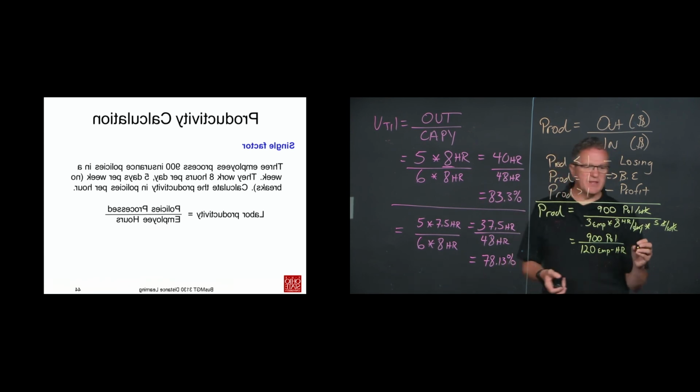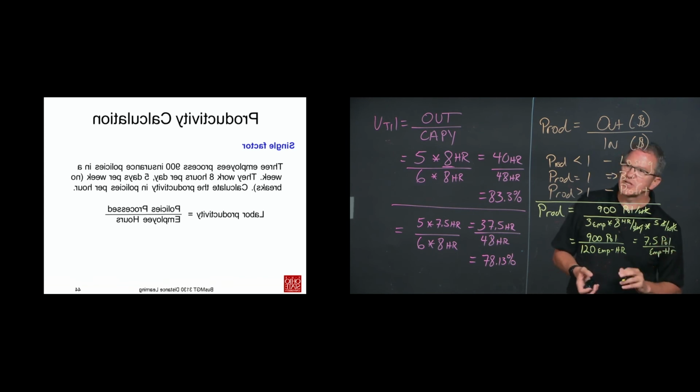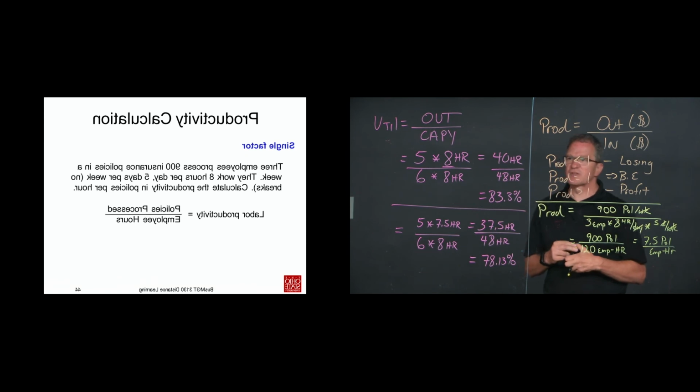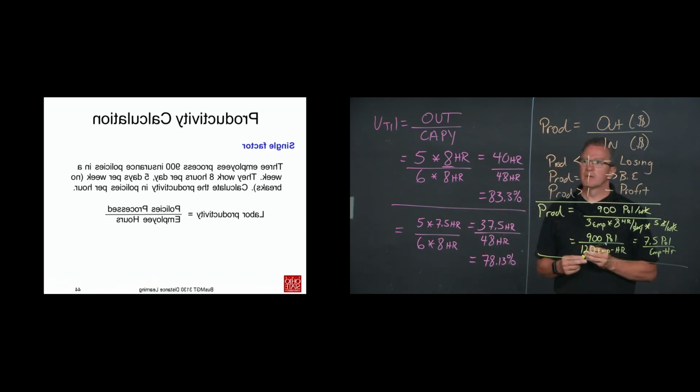My productivity then is going to be, I got 7.5 policies processed for every employee hour that I work. This will tell me, based on what the volume through my insurance office is, how many employees I need to have. All right?